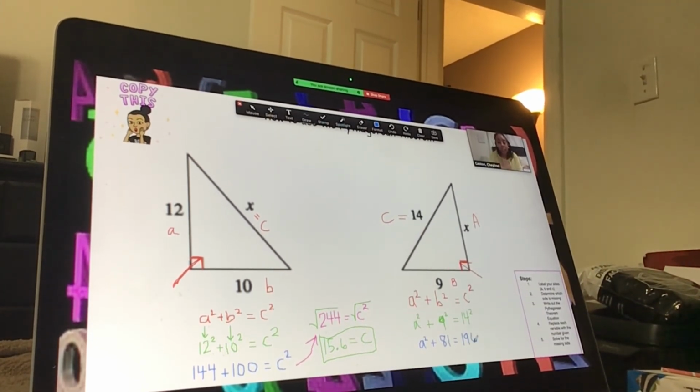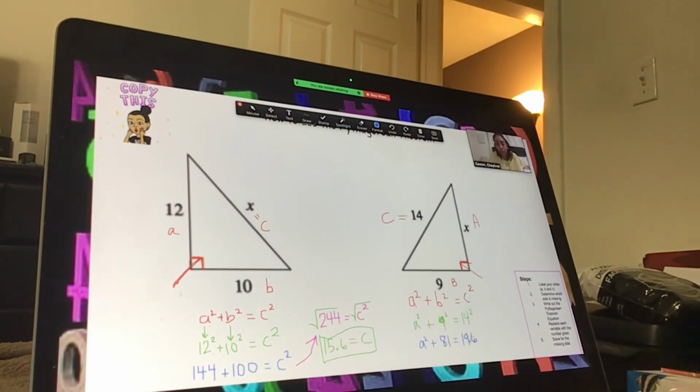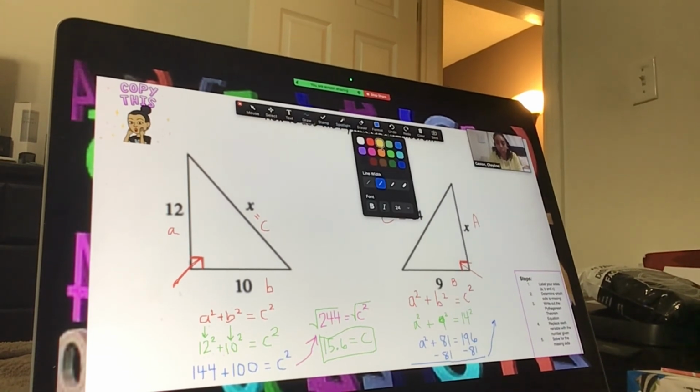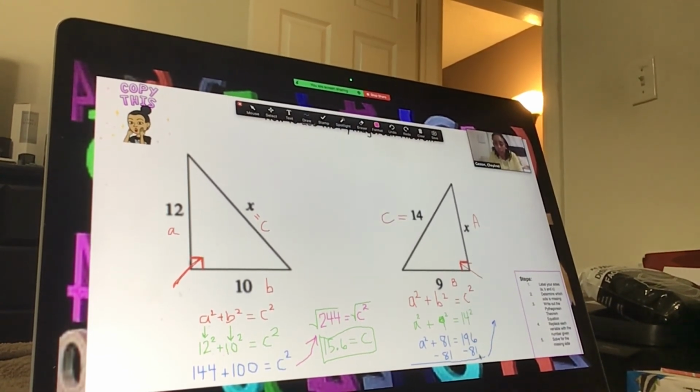And so now what I need to do, think about it, if you were solving a problem out for A, I need to move this 81 to the other side. So I'm going to subtract 81 on both sides. Okay, when I do that, I'm going to come up here. When I subtract them, I get 6 minus 1 is 5. 9 minus 8 is 1. So I get 115 equals my A squared.